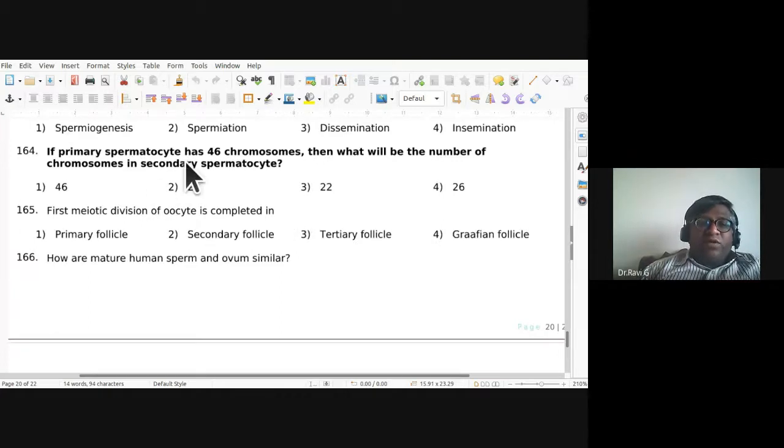If primary spermatocyte has 46 chromosomes, then what will be the number of chromosomes in the secondary spermatocyte? So the 164th, the answer is B, 23 chromosomes, because they would have undergone meiosis. So 164th it is B. Next one, first meiotic division of oocyte is completed in primary follicle, secondary follicle, tertiary follicle, or Graafian follicle? First meiotic division of oocyte is completed in tertiary follicle.